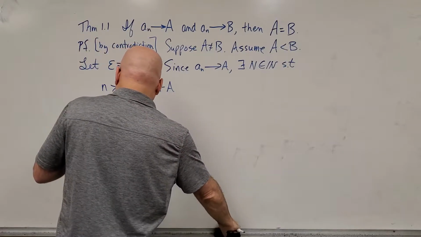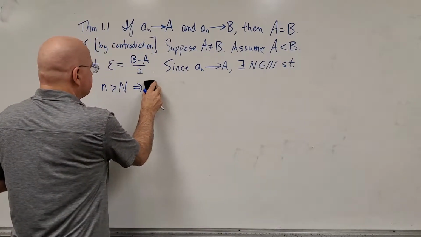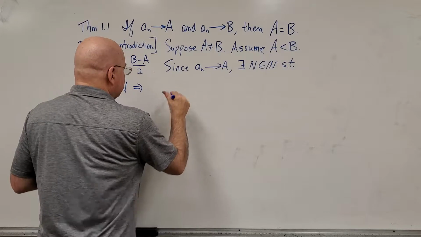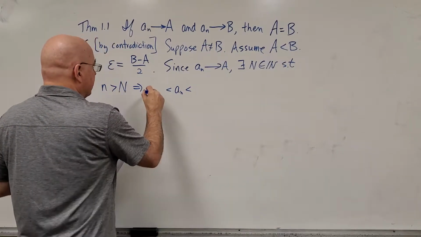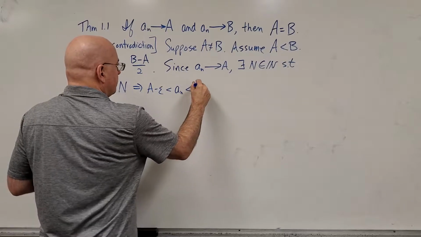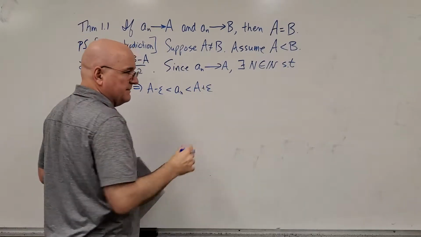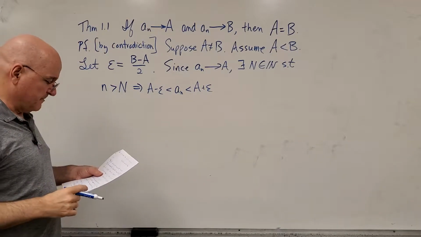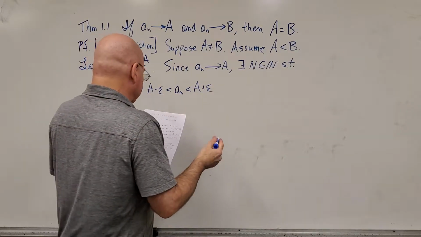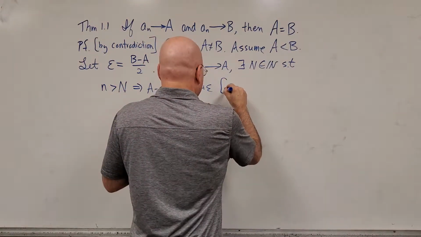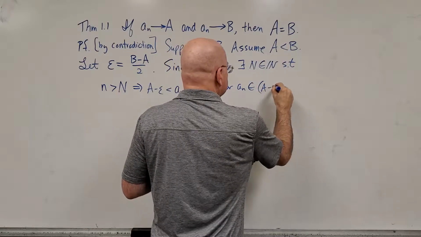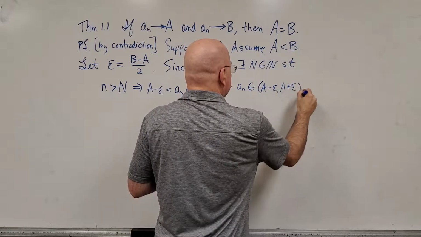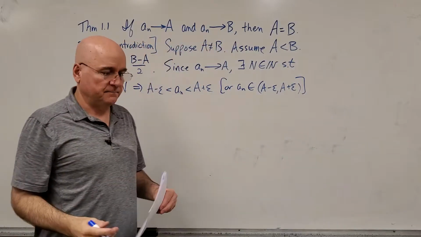And I'm going to write it in a different way. I'm going to write a_n is in between A minus epsilon and A plus epsilon. That means the same thing as using the absolute values, or a_n is in the interval from A minus epsilon to A plus epsilon. Another way of writing it. They're equivalent.